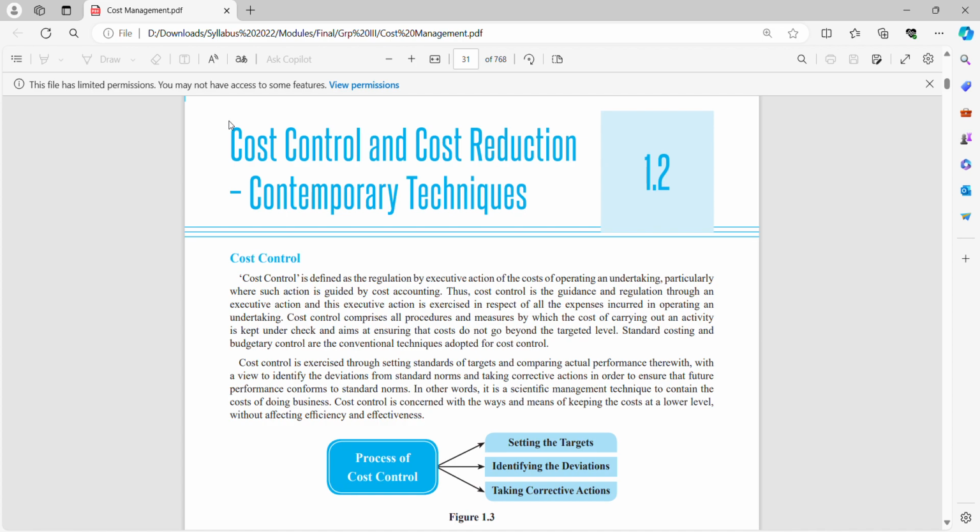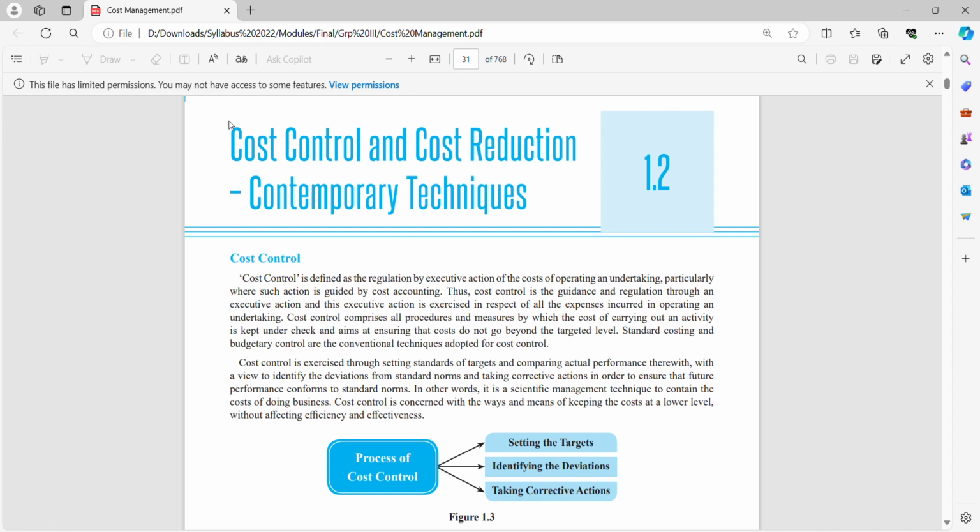Say actual cost is 1 lakh 20 and standard is 1 lakh, not allowed. I have crossed my standard. There's no cost control. So cost control is exercised through setting standards or targets and comparing actual performance therewith with a view to identify deviations from standard norms and taking corrective actions in order to ensure that future performance conforms to standard norms. In other words, it is a scientific management technique to contain the cost of doing business.